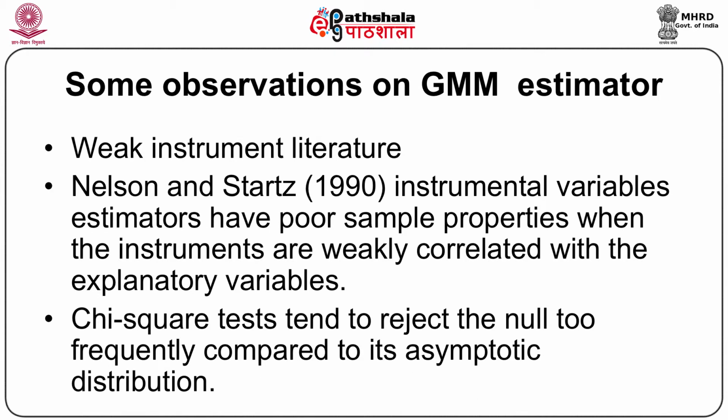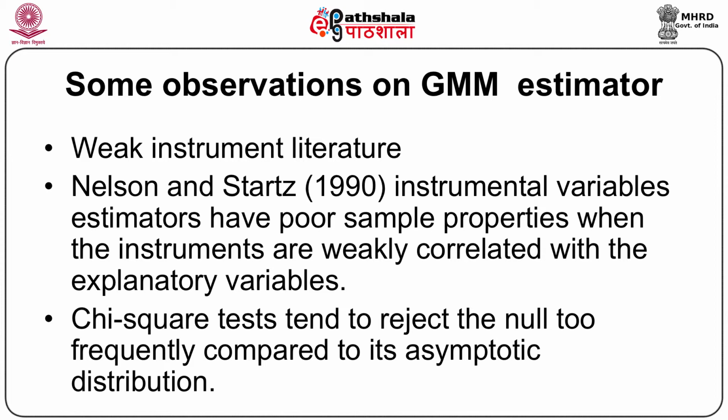There is a weak instrument literature. Nelson and Startz 1990 considered that the instrumental variable estimator has poor sample properties when the instruments are weakly correlated with the explanatory variable. So, if you have a weak correlation of the instrument with the explanatory variable, you see that the instrumental variable estimator has poor sample properties.